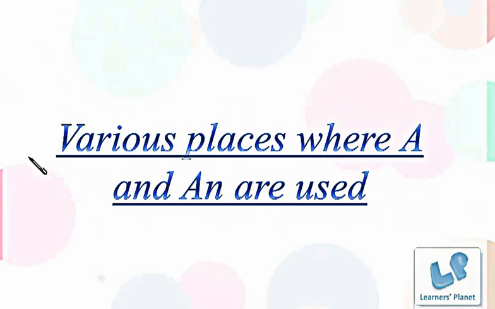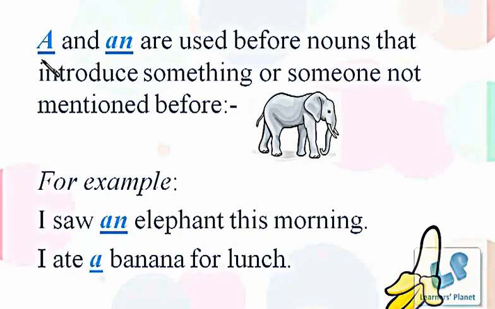Now friends, we'll discuss the various places where a and an are used in the form of articles. So this is the first one. A and an are used before nouns that introduce something or someone which is not mentioned before.